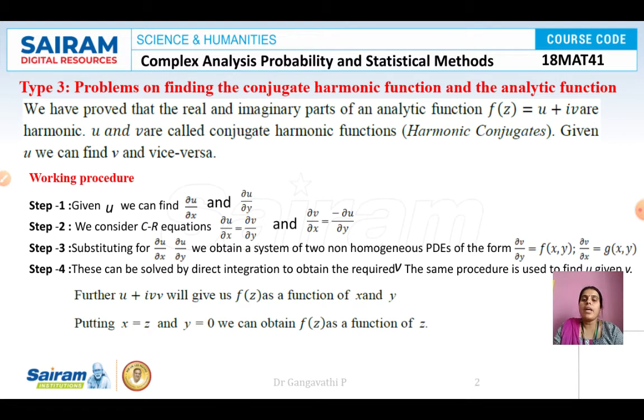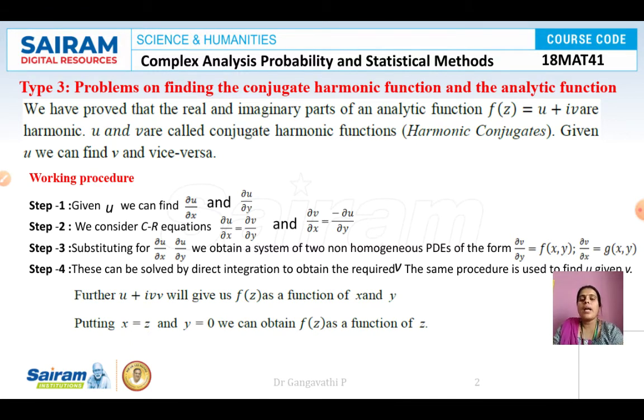Here we had proved that the real and imaginary parts of the analytic function f of z equal to u plus iv are harmonic. We have already proved the result both in Cartesian as well as in polar form. There we also called u and v harmonic conjugates of each other. u is a conjugate for v and v is a conjugate for u. So if u has been given, it is possible to find v, and if v has been given, it is possible for us to find u. That is what is called finding the harmonic conjugates.